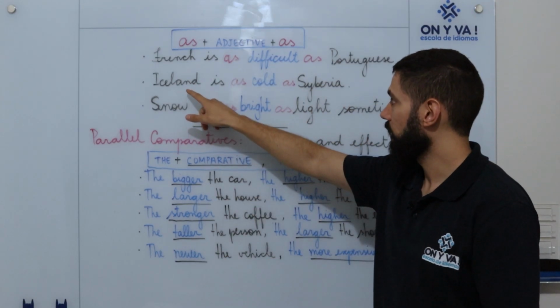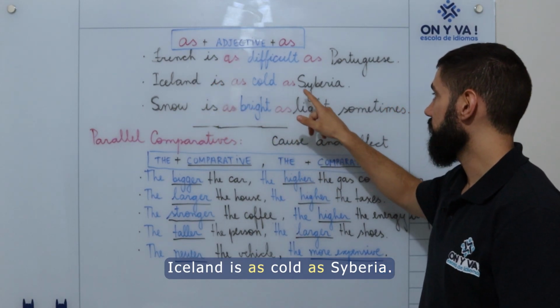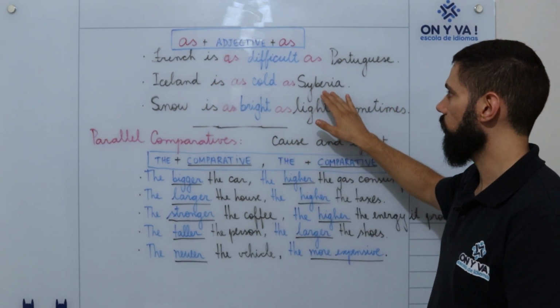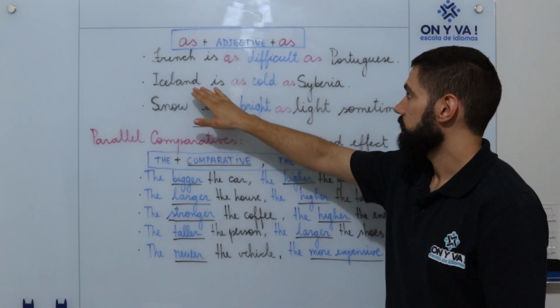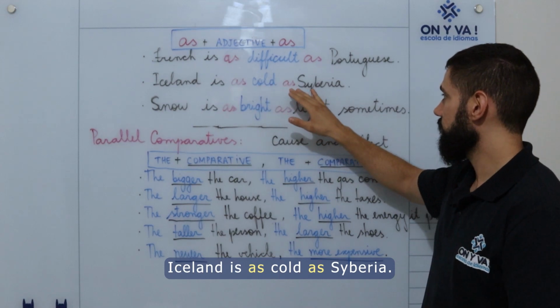Another example, Iceland is as cold as Siberia. Siberia is cold, Iceland is cold. They are equally cold. Iceland is as cold as Siberia.